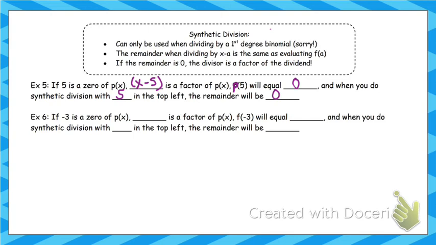All right, if negative 3 is a 0 of p of x, this is what we did last class. If negative 3 is a 0, x plus 3 is a factor. And again, that should be a p. Okay? So if I do p of negative 3, that should equal 0. If I plug in negative 3 for all my x's, I should get 0. Okay, that means it's a 0. Now the synthetic division part, if I do synthetic division with negative 3 in the top left, the remainder is going to be 0. And that's a lot of words, but let me show you how we're going to use it.